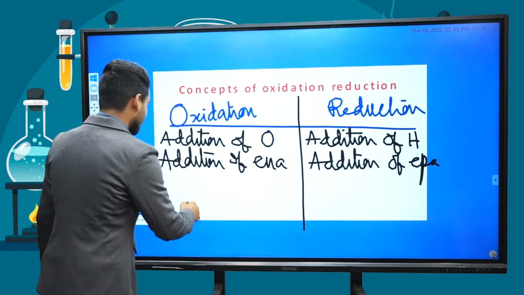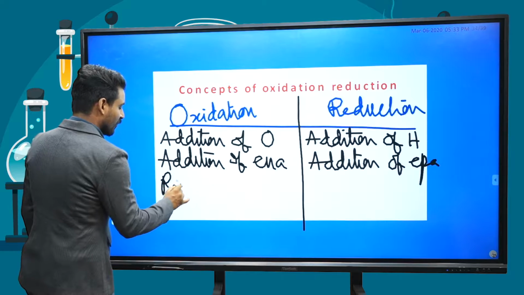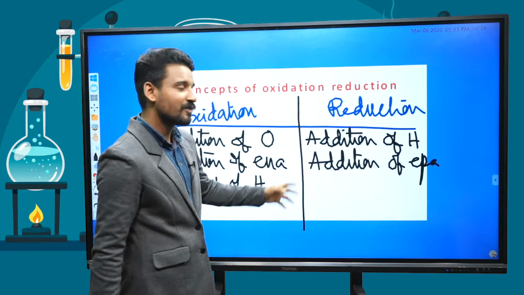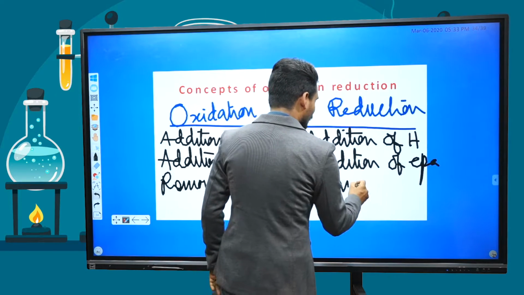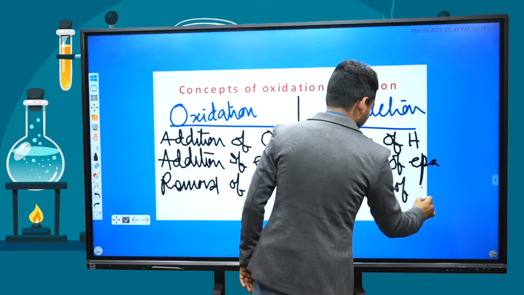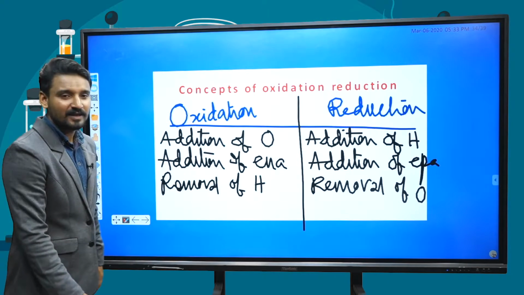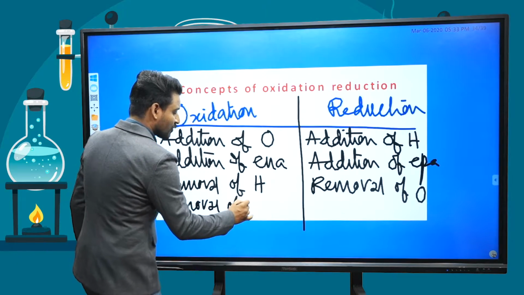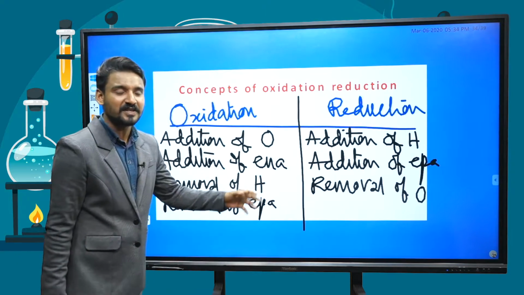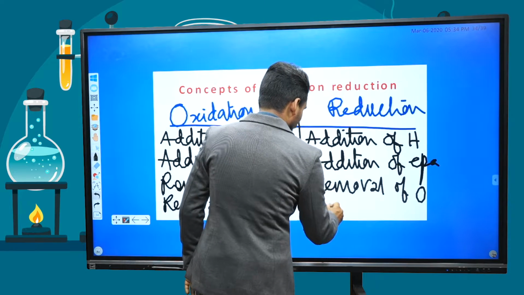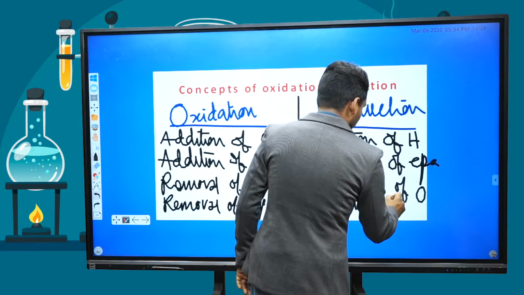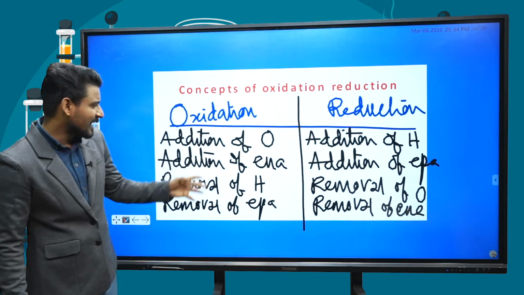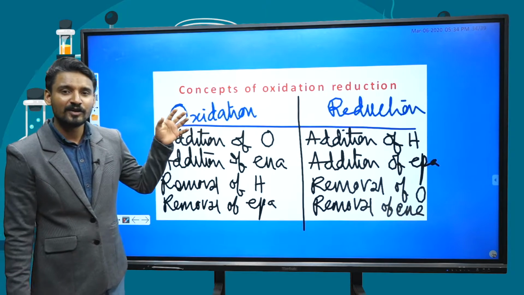Let us consider oxidation again. That is removal of hydrogen. At the same time, reduction is removal of oxygen. And from here, oxidation is removal of an electropositive atom from a species, and here reduction is removal of an electronegative atom from a species. That is the reactivity concept of oxidation and reduction.